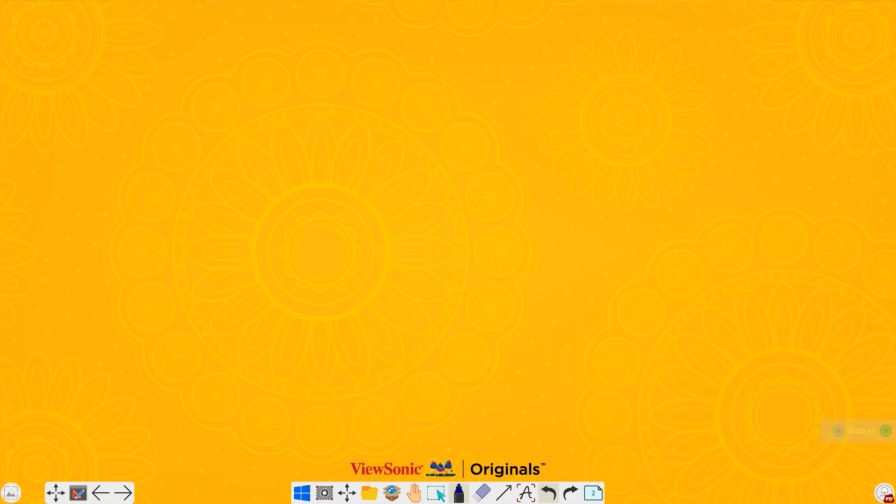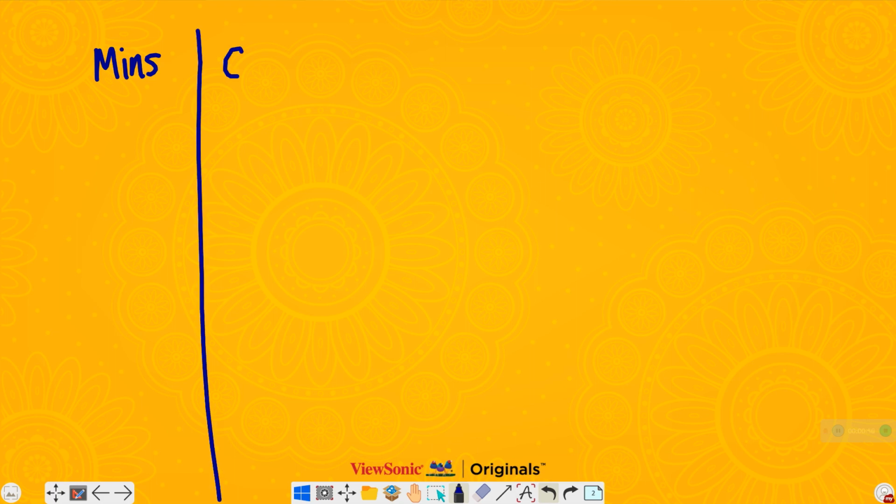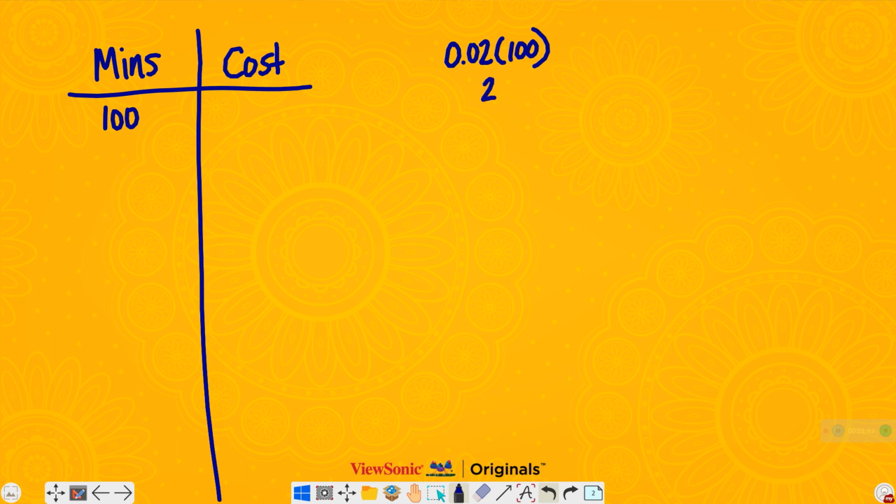So we are going to do our minutes as our input, and then we are going to do our cost in euros as our output. So for 100 minutes, we have 100 times 0.02, which is 2, and we have that €30 fee. 30 plus 2 is €32.